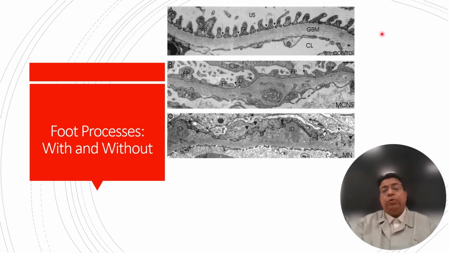I just wanted to show you normal and abnormal foot processes. So obviously these are electron microscopies, and this shows you the glomerular basement membrane. And these are the foot processes that are adjacent to the glomerular basement membrane. And those foot processes are what form the slit diaphragm, and they prevent proteinuria or leakage of the protein into the tubules, into the urine. So this is a normal morphology of foot processes.